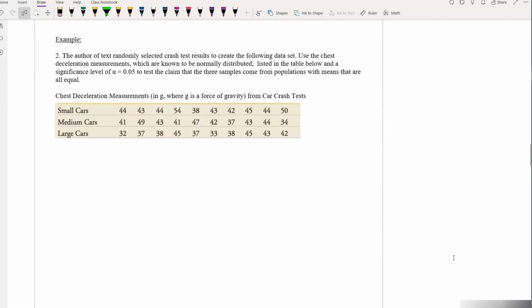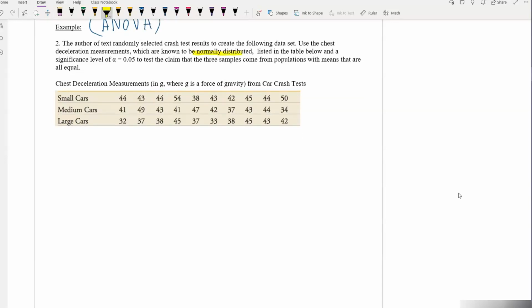So see now what we have here. We have 3 data sets. We don't have 1, we don't have 2, we have 3. So it's more than 2. Because of having more than 2, that means we have to use Anova. Here we have normally distributed populations. This is already given. And the information that we have are here in this table. We have small cars, medium cars, and large cars. Alpha is 5%.